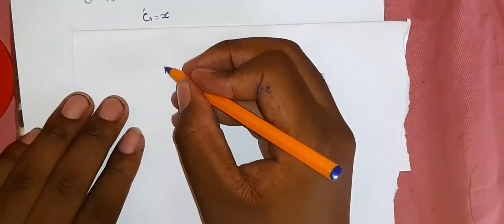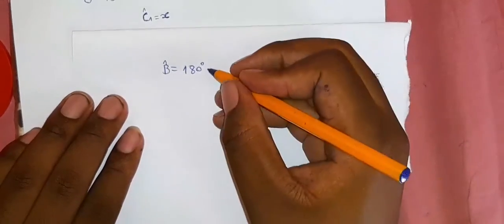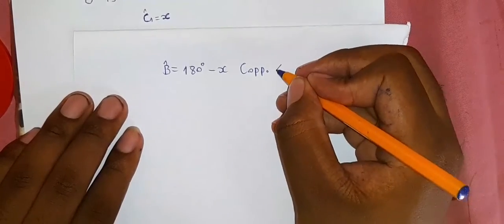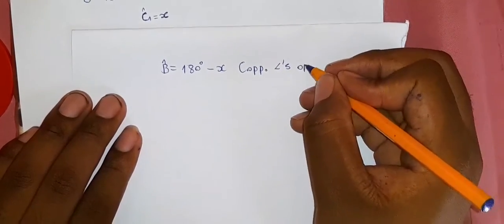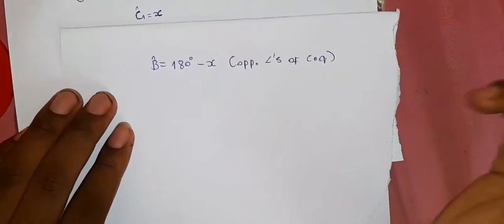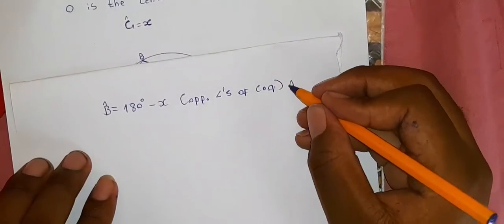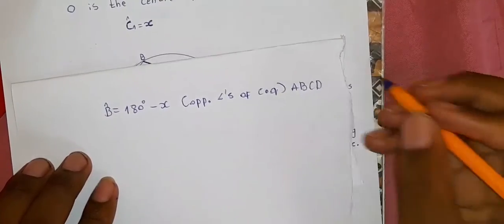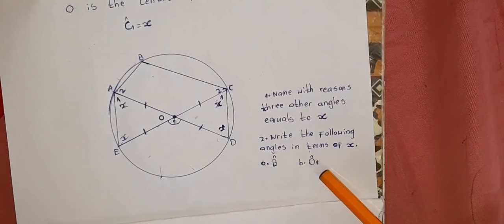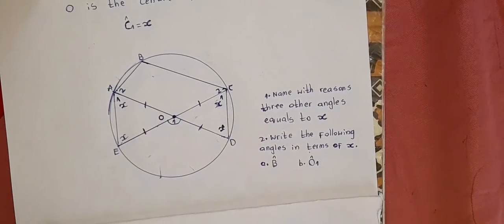So that means angle B is equal to 180 degrees minus x, because of the opposite angles of a cyclic quad. You can specify the cyclic quad: you can say cyclic quad ABCD, so that the marker can see. So how can we write O1 in terms of x? This is O1 here. How can we write it in terms of x?